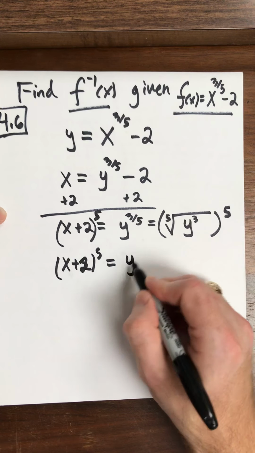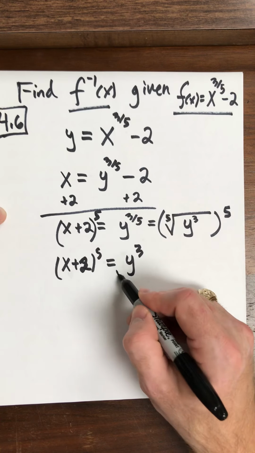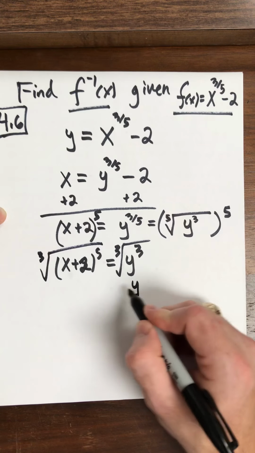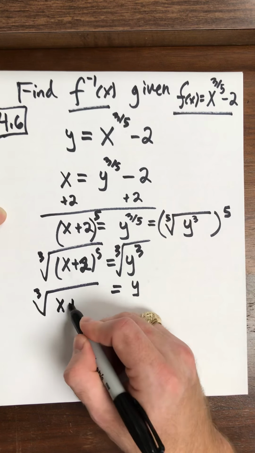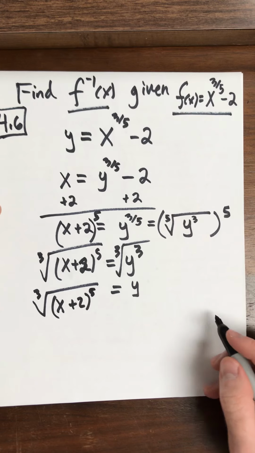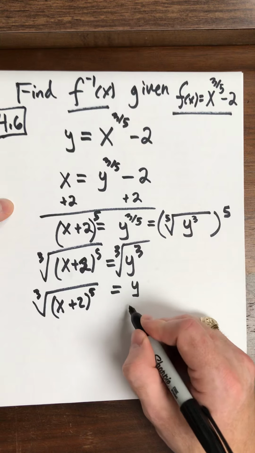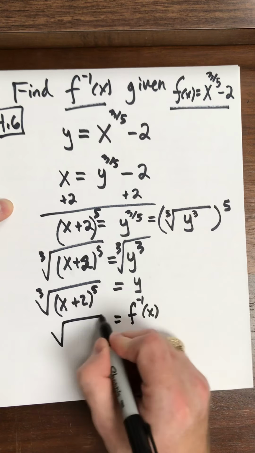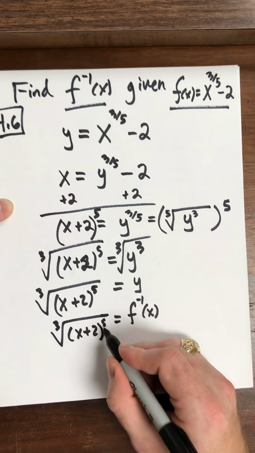Now, when I do that, I have a y cubed. Well, how do I get rid of a y cubed? Well, I've got a cube root, okay? If I cube root both sides, now all of a sudden I have y equals the cube root of x plus 2, all to the 5th here, okay? So last step, after I've solved for y, I replace y with f inverse. So f inverse of x is equal to the cube root of x plus 2 to the 5th power.